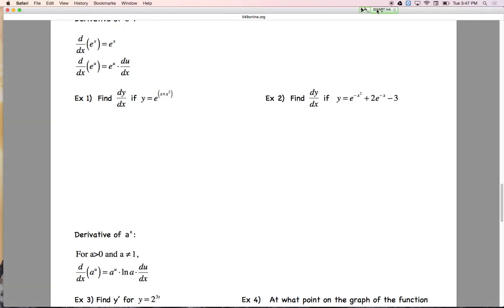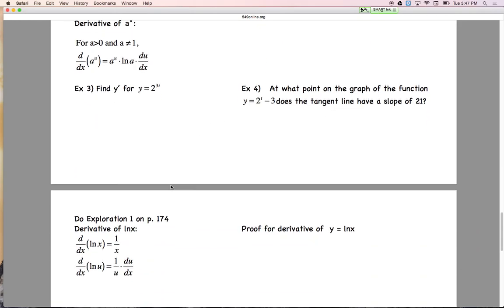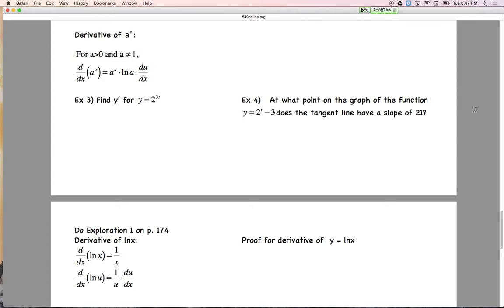The next rule is for your a to the u power. So the derivative of a to the x, we'll just skip right to a to the u. It'd be a to the u, derivative of a to the u is a to the u times du dx, and you've got to remember to multiply by the natural log of the base. So example 3 would be y prime is going to be equal to itself times the natural log of 2, don't forget that, times the derivative of the exponent, which is 3.